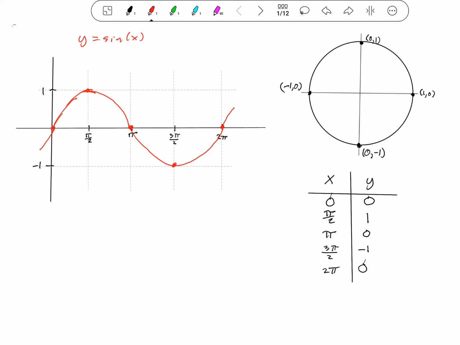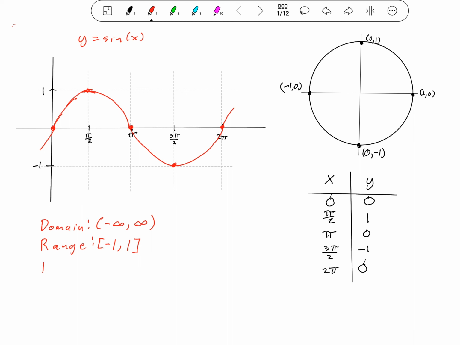Things to notice about the sine graph: the domain. I can plug anything in, go around the circle. Positive goes around the circle in the counterclockwise direction, and negative goes around the circle in the clockwise direction. So my domain is -infinity to infinity. The range is going to be from -1 to 1, because on the unit circle, we never get below -1 and we never go above 1.